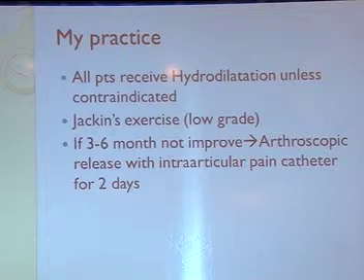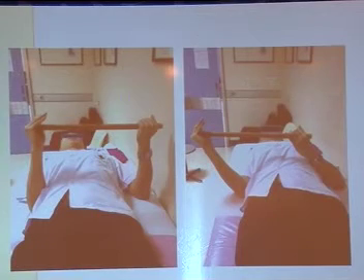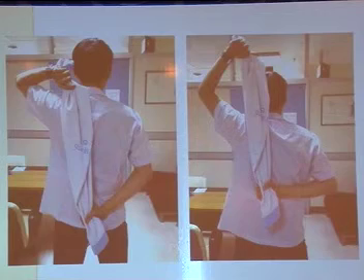If at 3 to 6 months they do not improve, then that's when I consider an arthroscopic release. When I do an arthroscopic release, I put in an intra-articular catheter for 2 days and then start physiotherapy straight away while they're in the hospital. That is the exercise protocol that I give them when they go home.